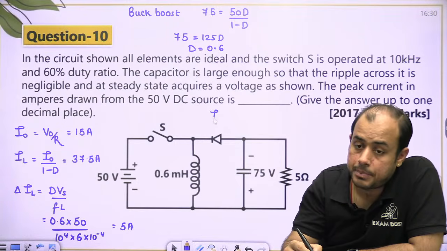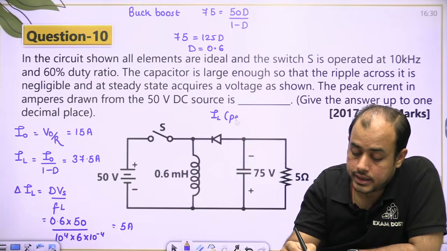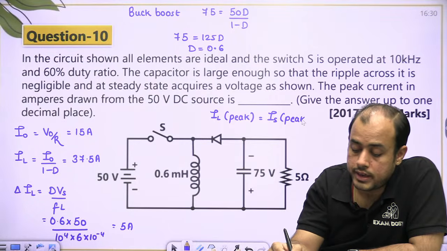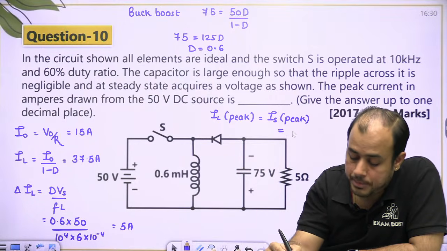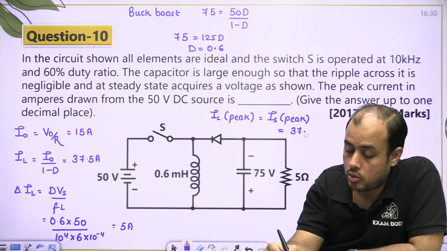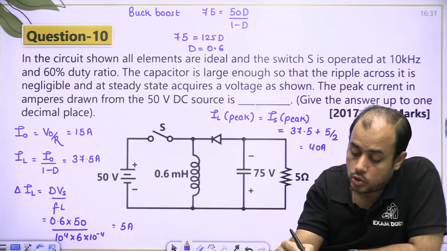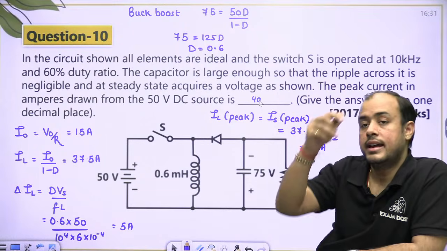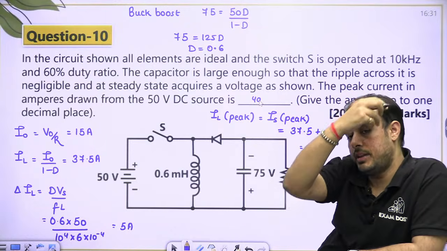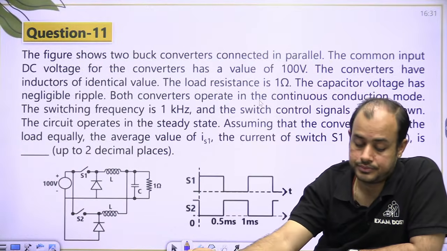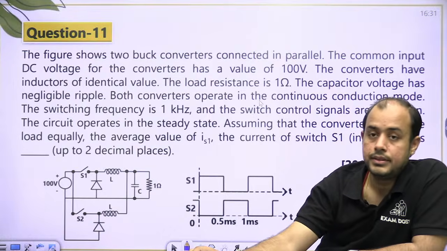Now beta, the peak value of inductor current is same as the peak value of source current. Always remember, through any part, only the inductor current flows. So if I ask you the peak value of switch current, source current, diode current, everything is same as the peak inductor current. Chaliye, next.